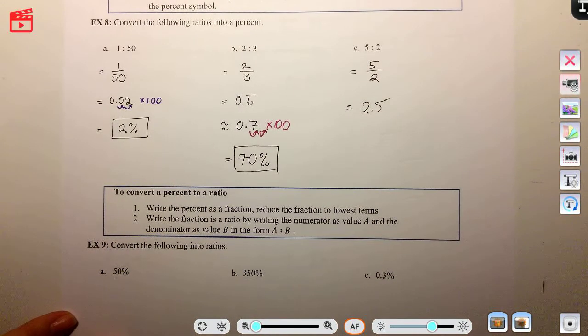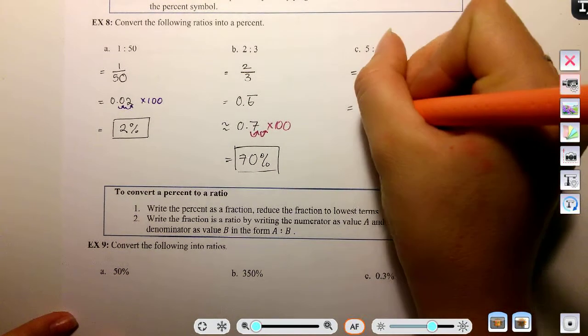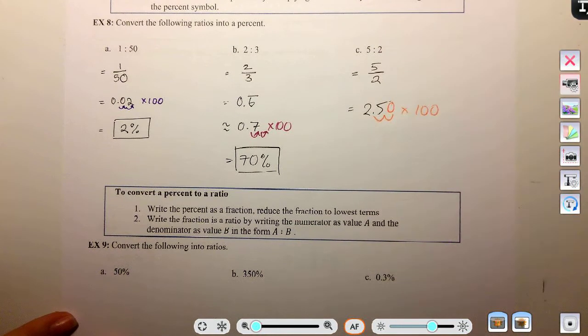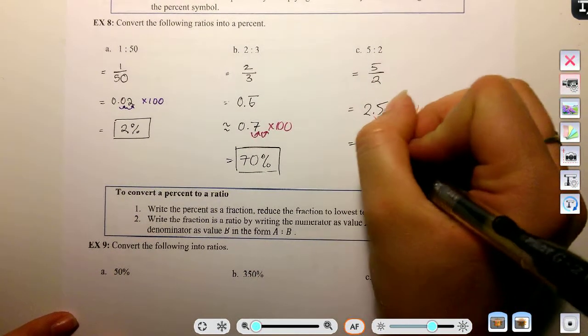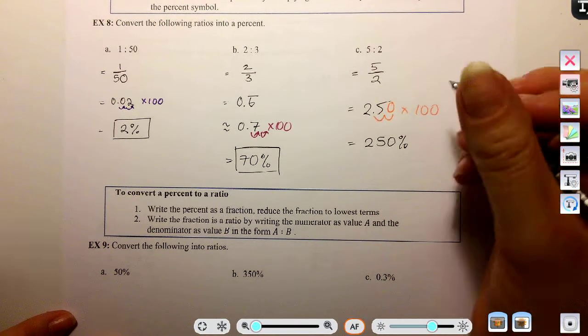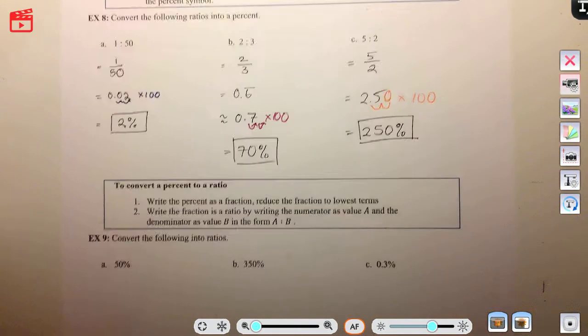All right, but last but not least, we want to turn that into a percent, so let's multiply by 100, which moves our decimal over twice. We'll fill in that empty space with a 0, and we get 250%. That'd be a nice grade on an exam, wouldn't it?